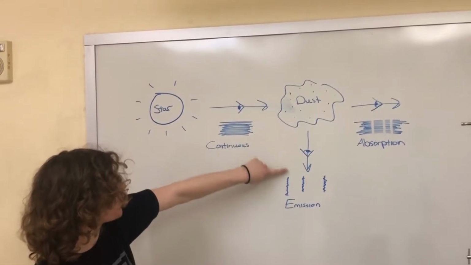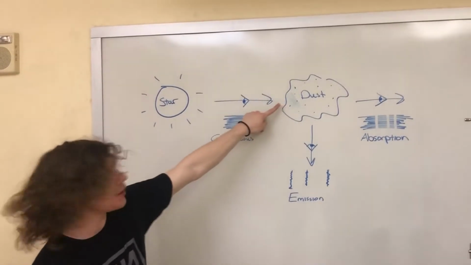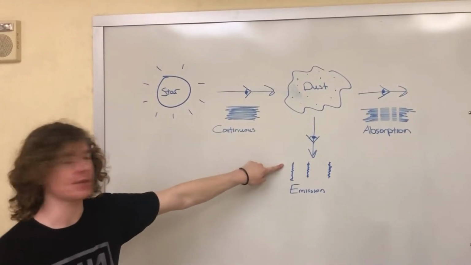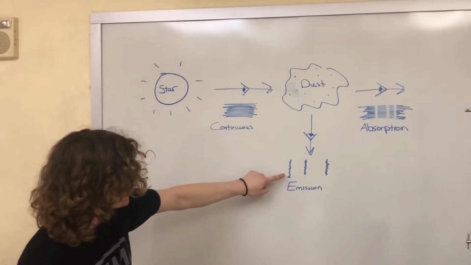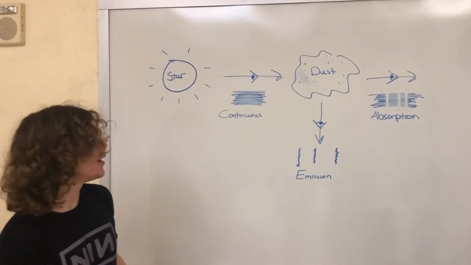So if you look, for instance, perpendicular, so I'm not looking at the star, but now I'm looking at the dust cloud, you see what's called an emission spectra, and you have these very distinct spikes in light, and those are the emission lines.